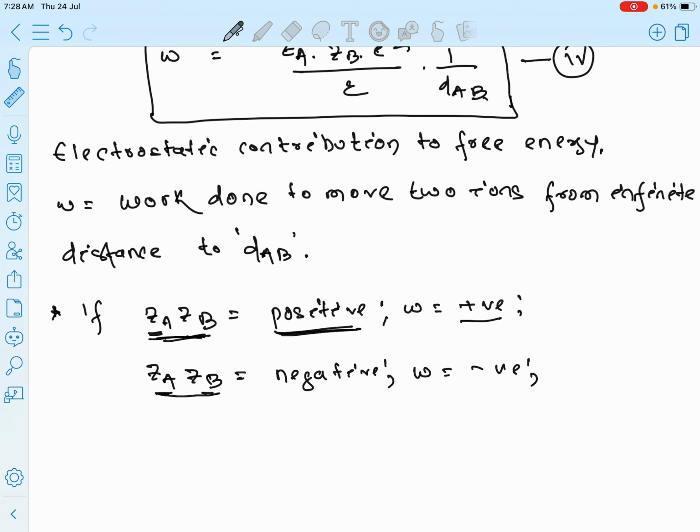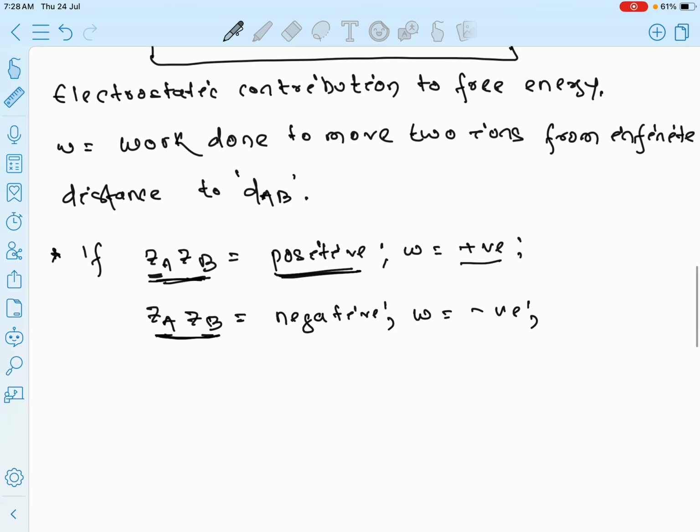But in total, I am talking about, when two ions of opposite charges are brought closer to each other, W is negative. That means as a whole, some amount of energy will be released from the system and the system will become more stable in nature.